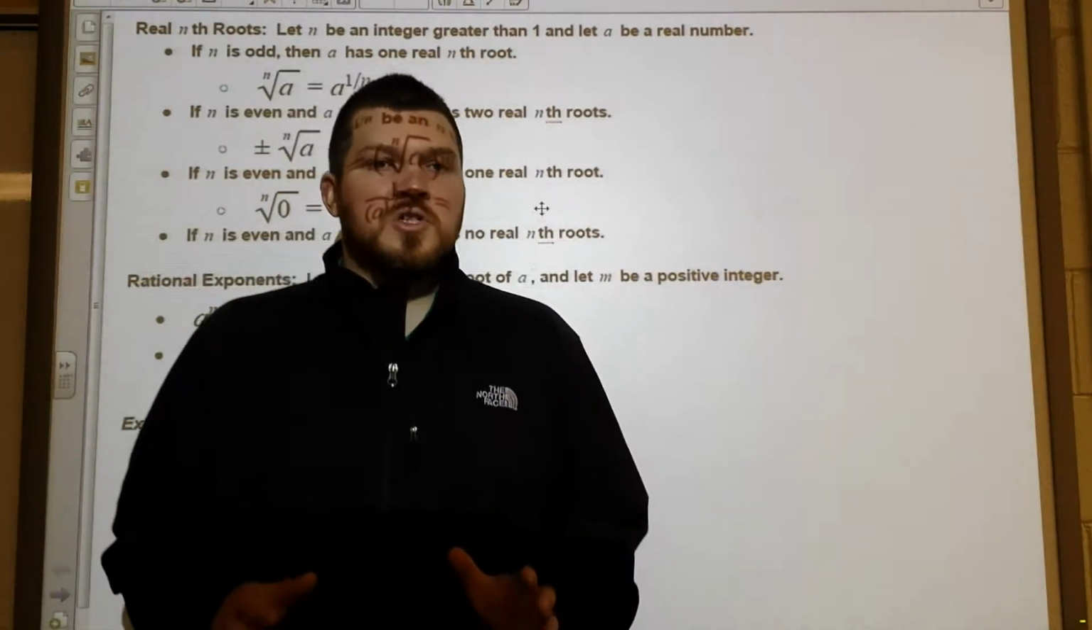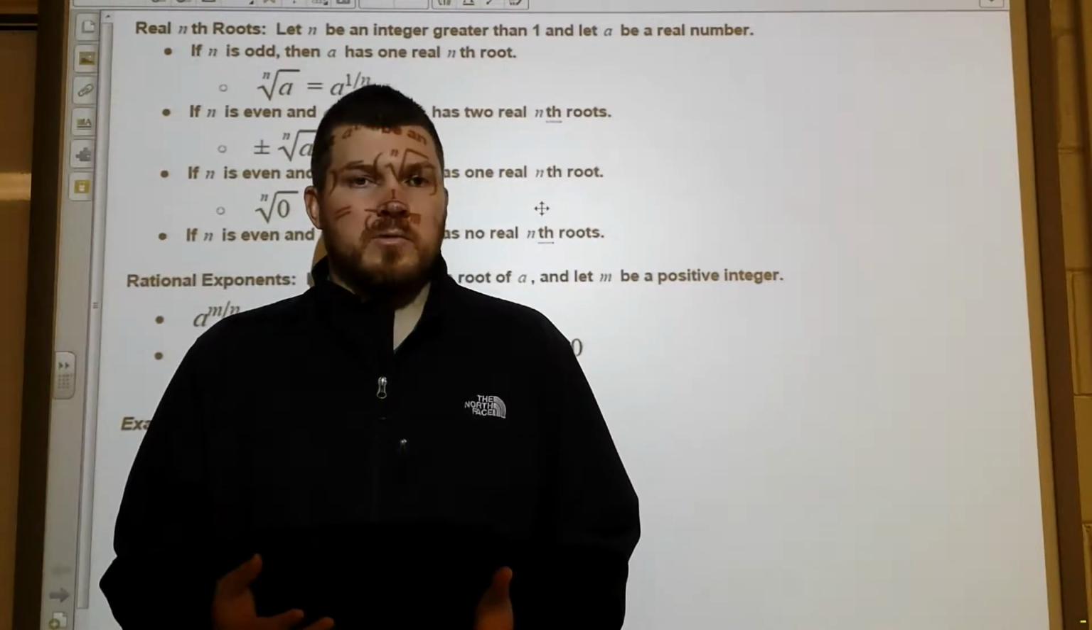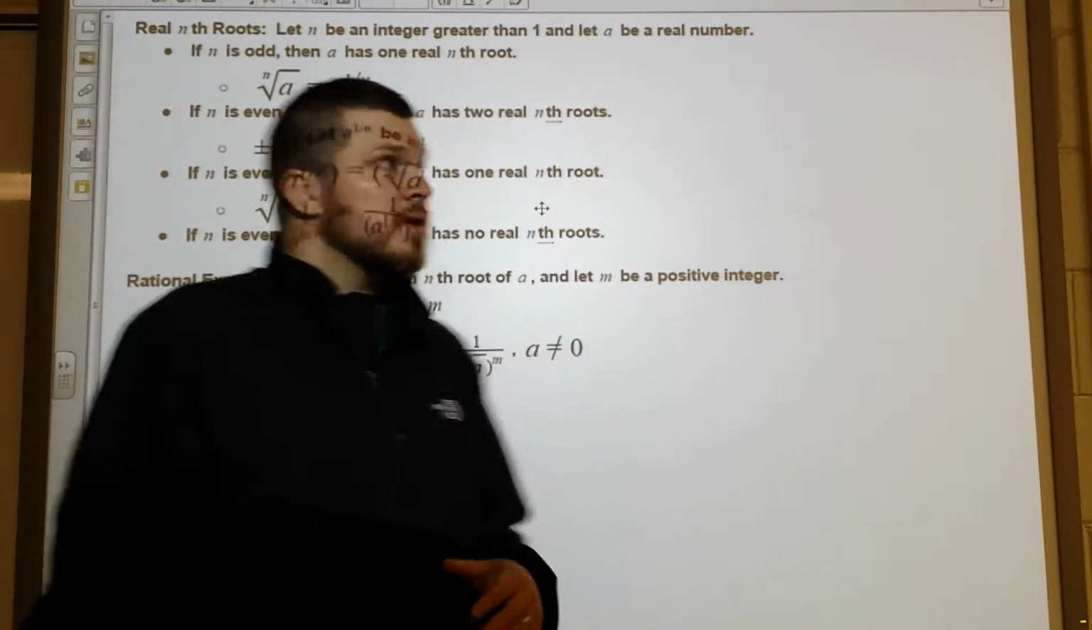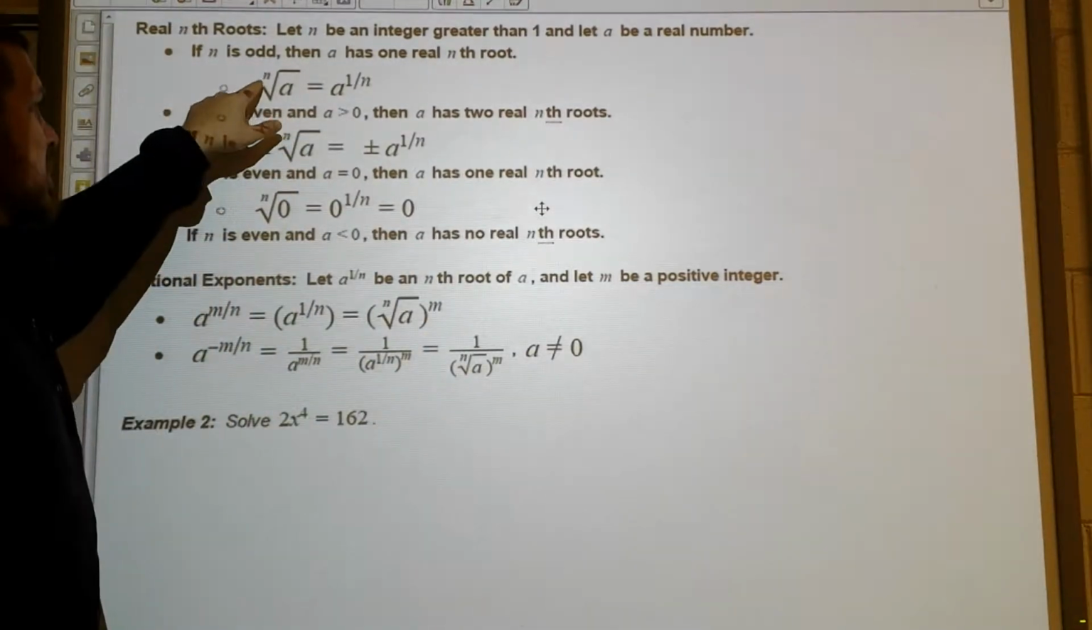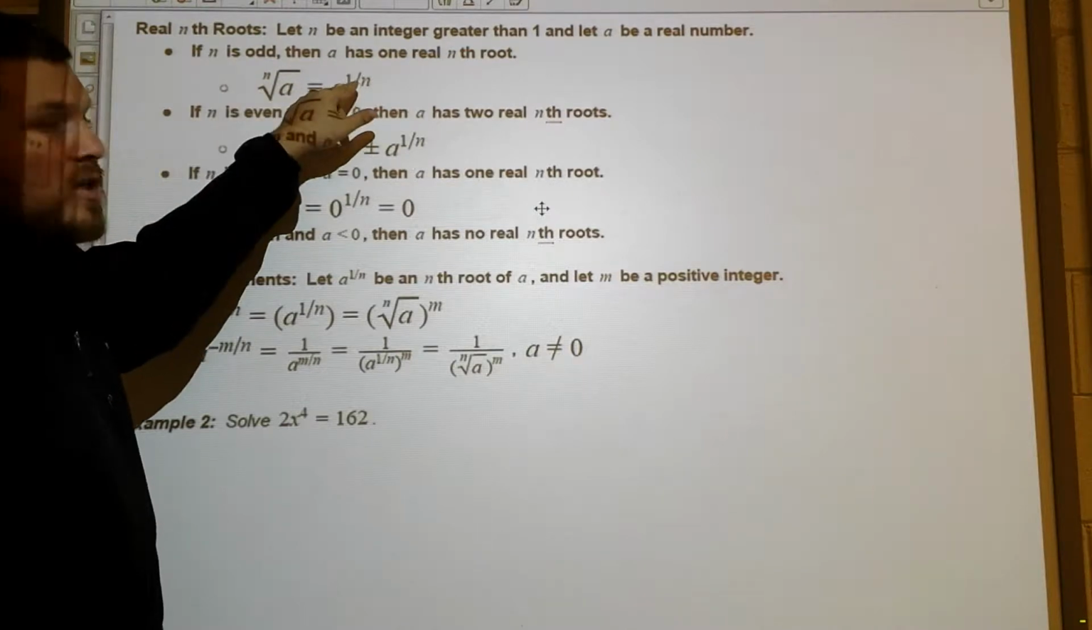Alright, so in this video we're still talking about rewriting roots in their power form, but we're going to introduce a few more rules. Again, we're talking about real roots. In the previous video we talked about this: n is called the index, and to rewrite it in the power form, the index just goes on the bottom of our fraction.